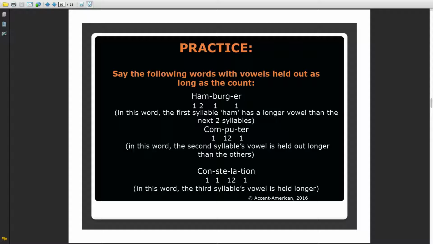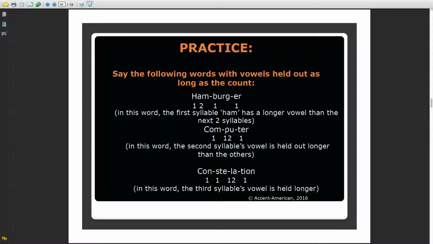Good. In the next word, computer, the second syllable is held out longer for a count of 2 because it is the stressed syllable. Let's try that together. I'll say it first, then you say it after me. Computer.